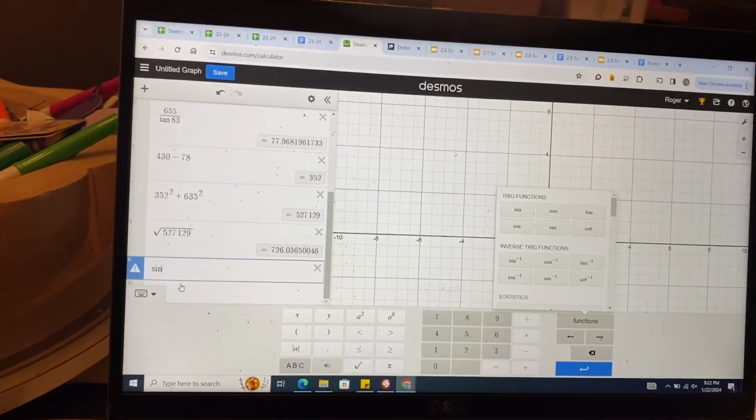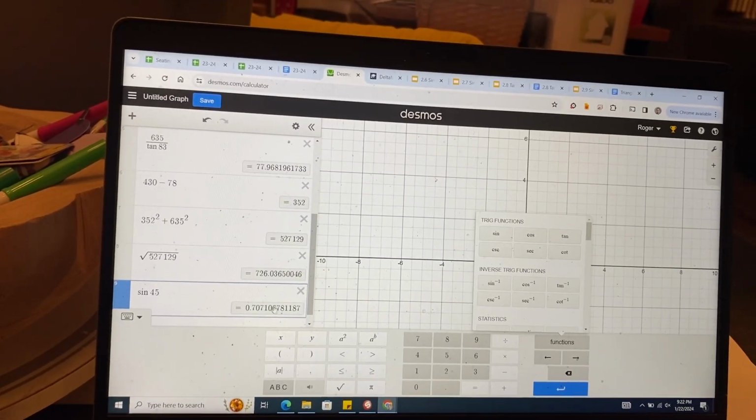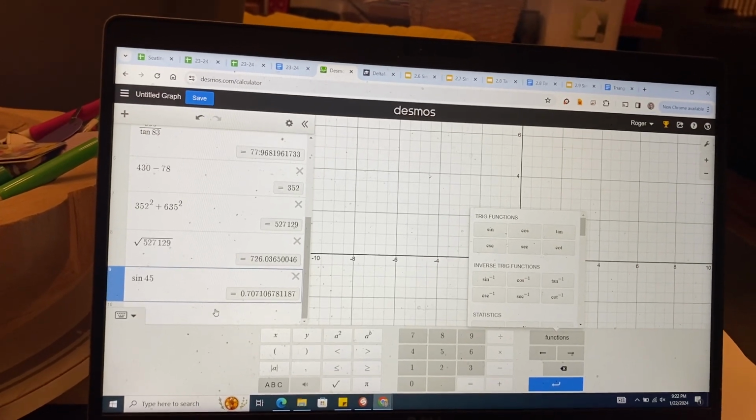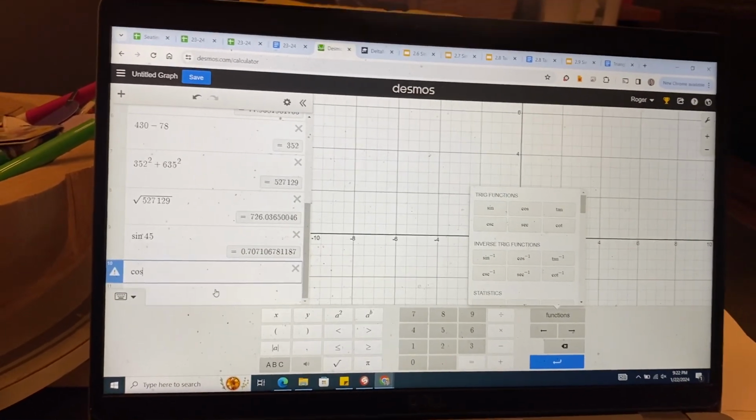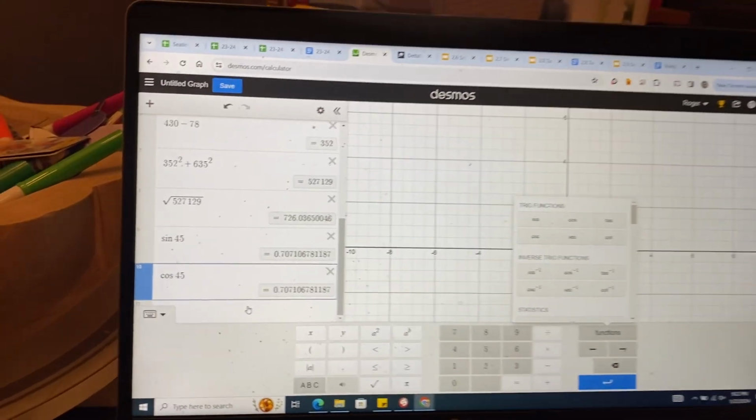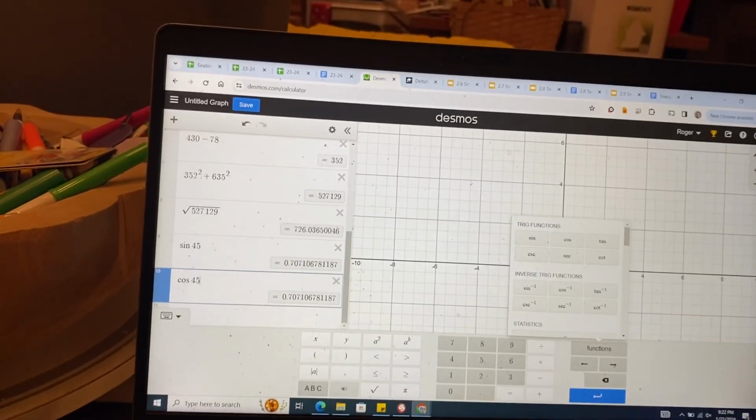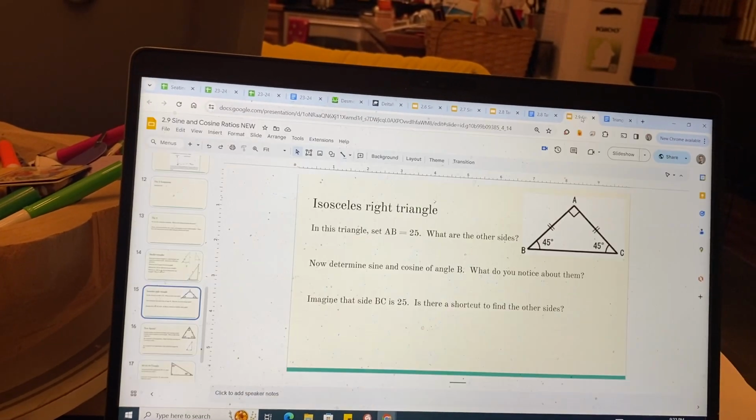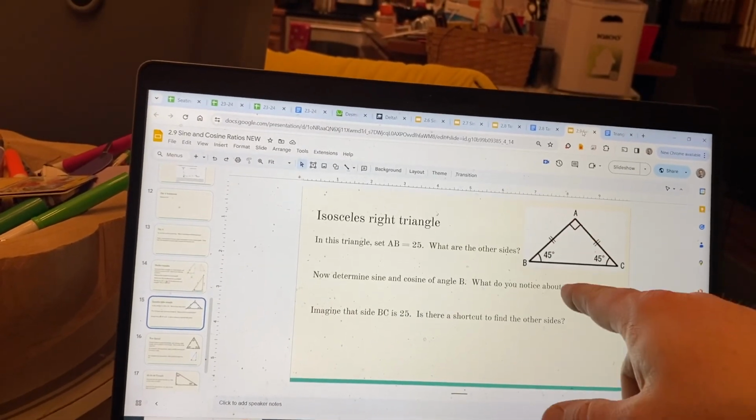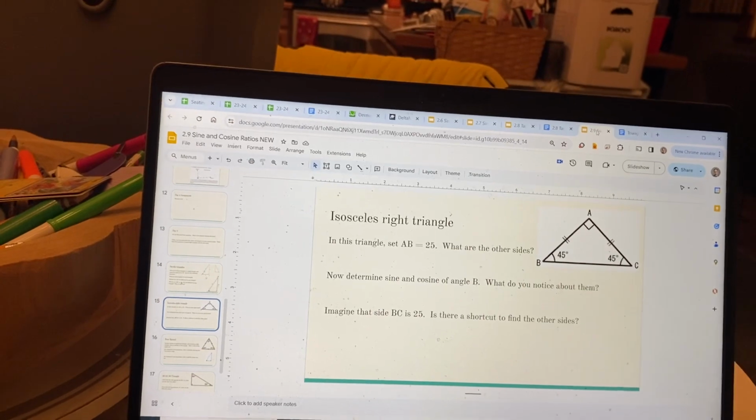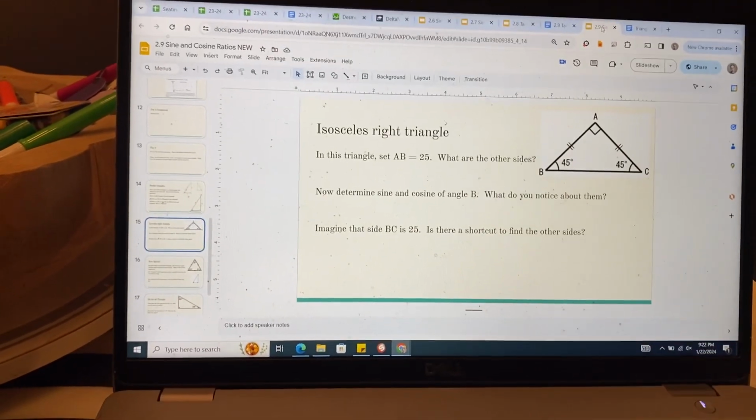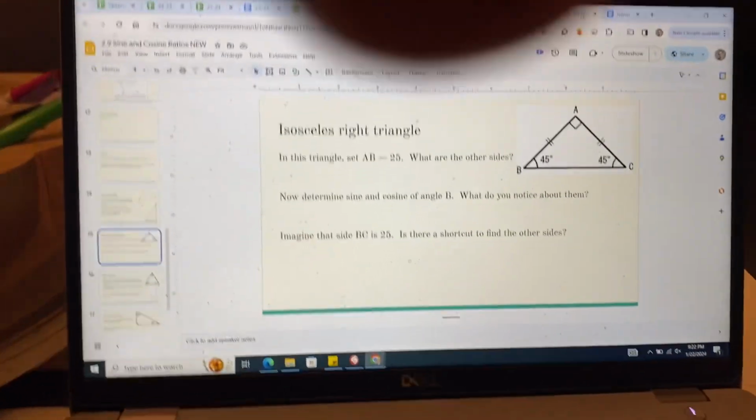The sine of 45 is 0.7071... The cosine of that same 45-degree angle is 0.707... It's exactly the same. And that's because we have this isosceles triangle. These sides, when you compare them to the hypotenuse, it's the exact same distance that you are comparing.